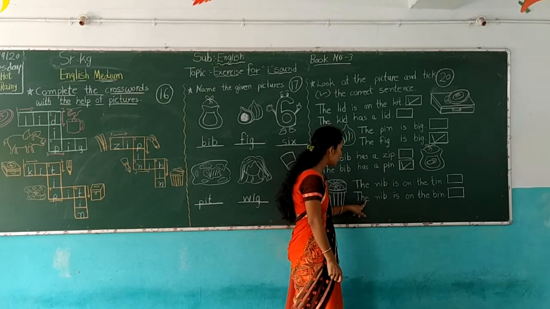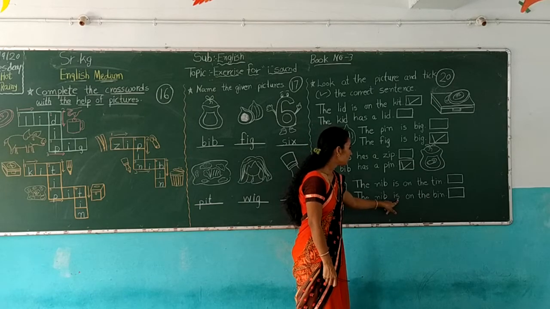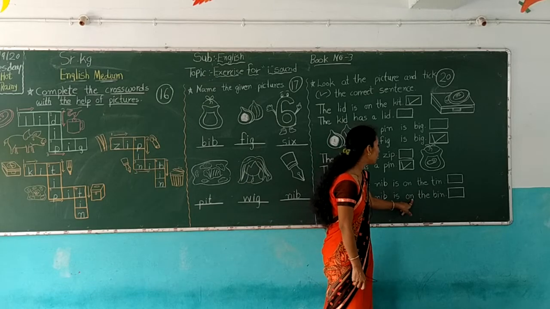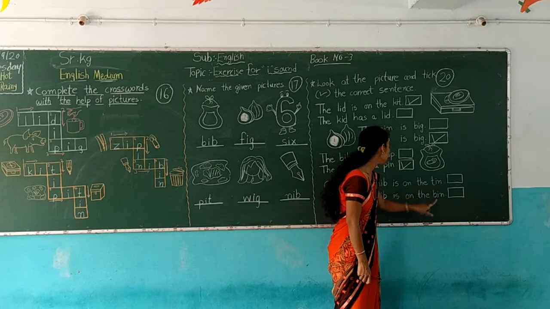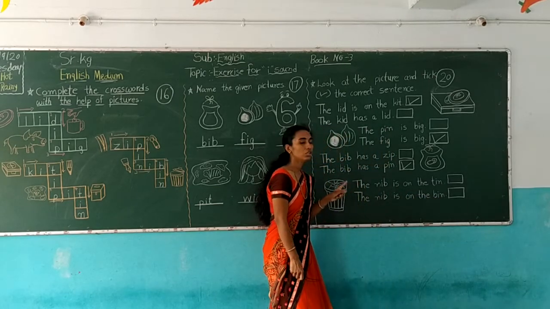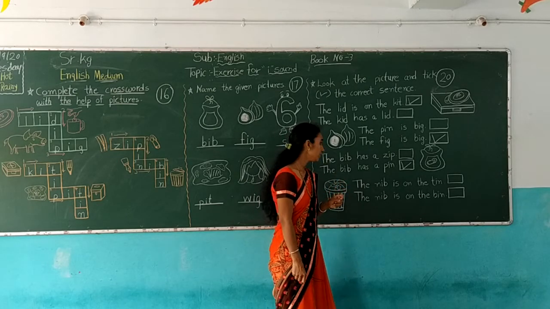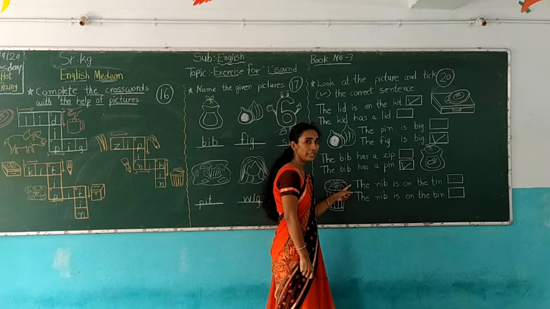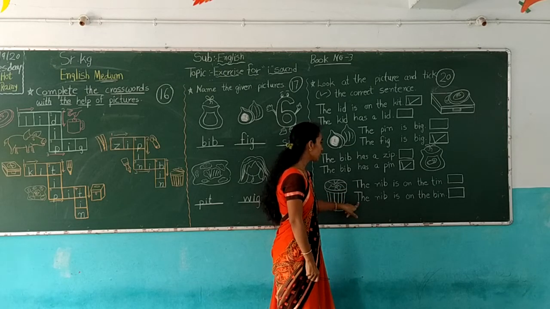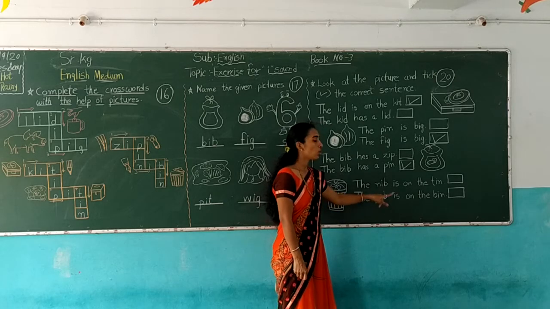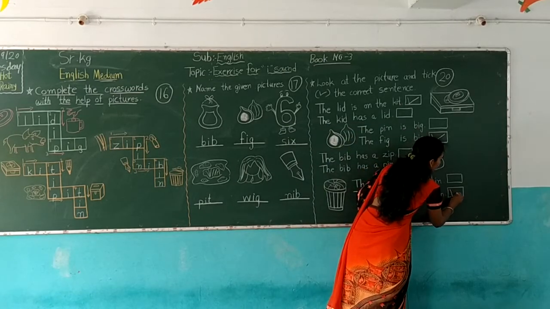Next, T-H-E, the nib. I-S, is. O-N, on. T-H-E, the. B-E-A-N, bean. The nib is on the bean. Okay, so tell me which sentence is right. This? The nib is on the tin? No, it is wrong. So which sentence is right? Yes, this. The nib is on the bean. Okay, so we tick here.